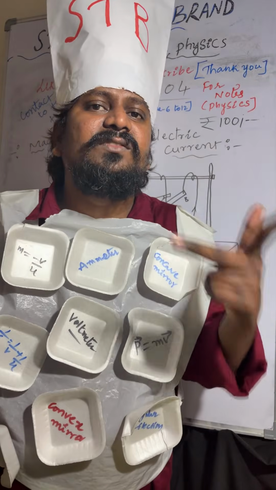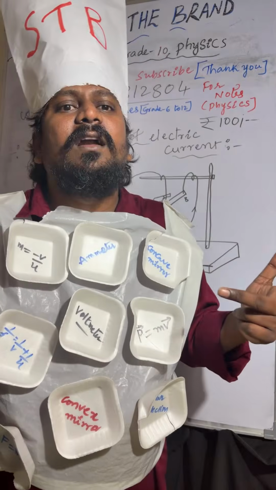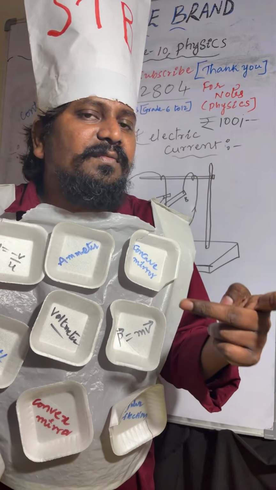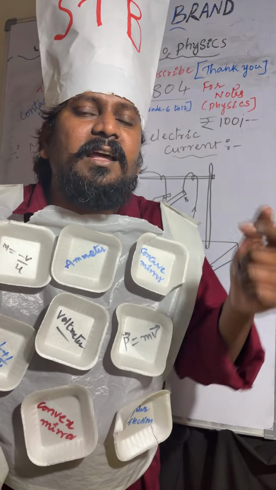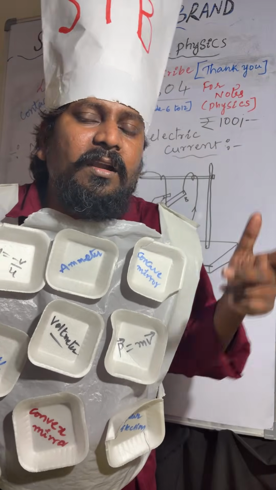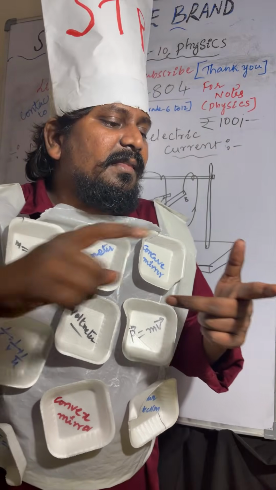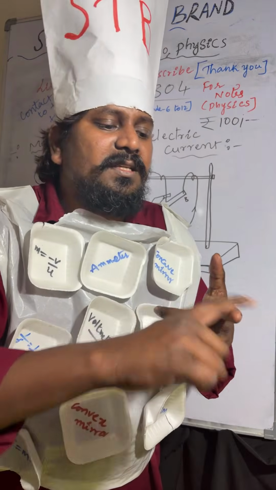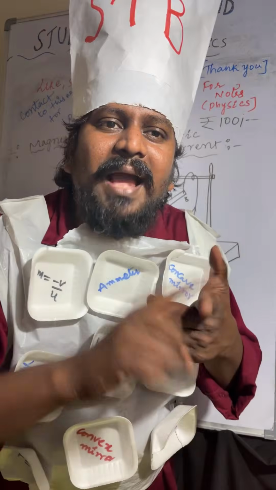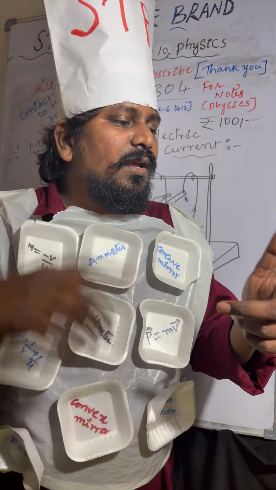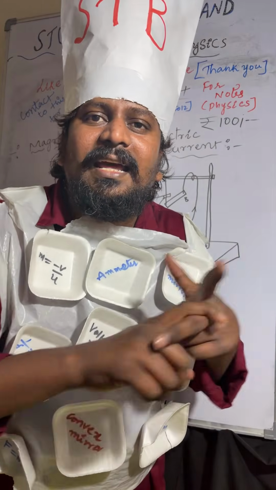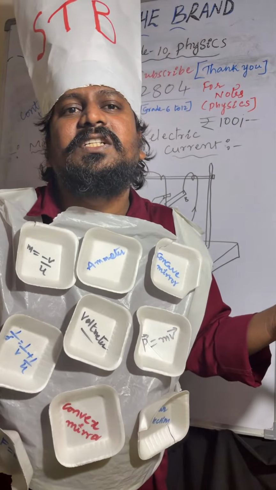Stretch these three fingers of the left hand, thumb, index finger and middle finger, perpendicular to each other. Okay? Then the index finger shows the magnetic field direction, and the middle finger shows the current direction.